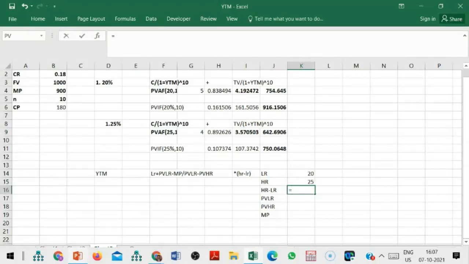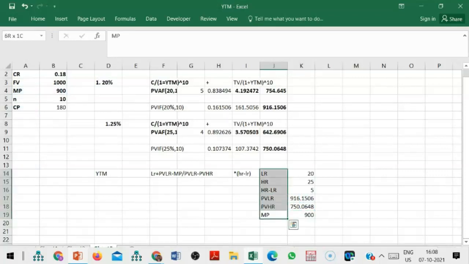So here the difference is 25 minus 20, the higher rate minus the lower rate, which is 5%. The present value of the lower rate is calculated together: the present value of interest payments plus the present value of the terminal value. For the 25%, it becomes 916.15, and the present value at the higher rate becomes 750.0648. And the market price for this problem is 900 rupees.